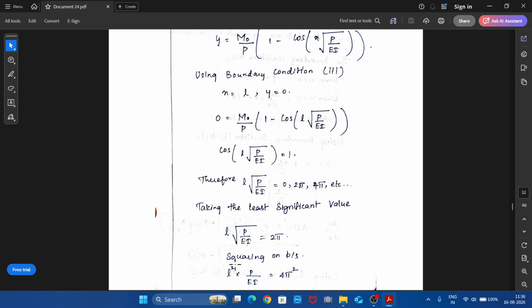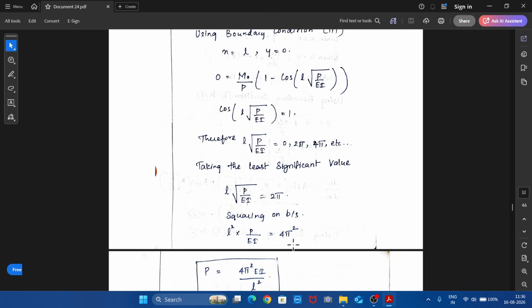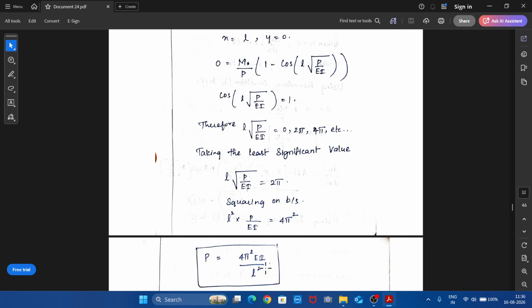Squaring on both sides, you'll be getting L squared P by EI equal to 4 pi squared. Therefore, P equal to 4 pi squared EI by L squared. This will be the Euler's crippling load for a column with both ends fixed.